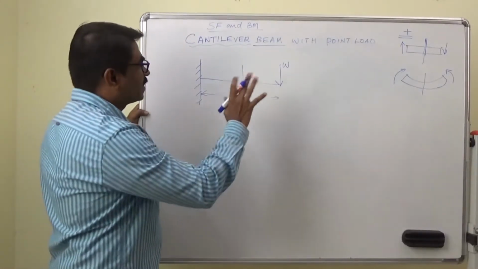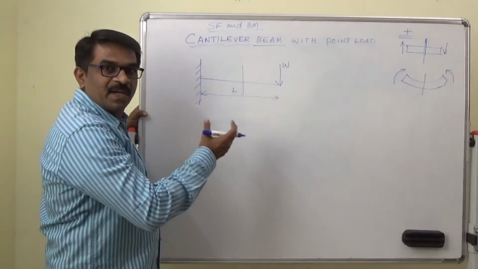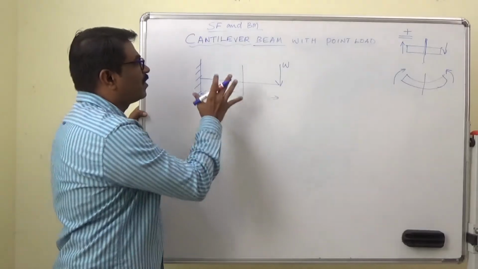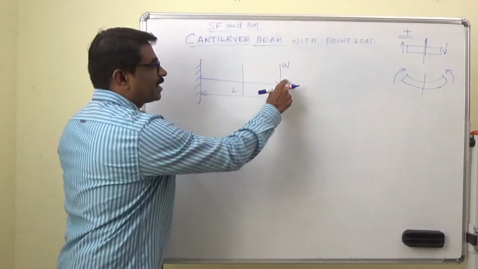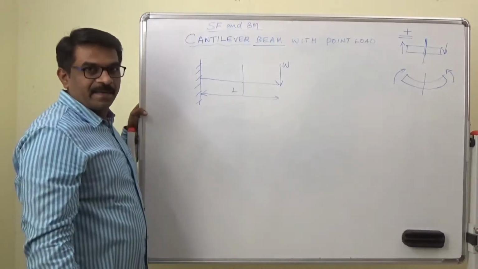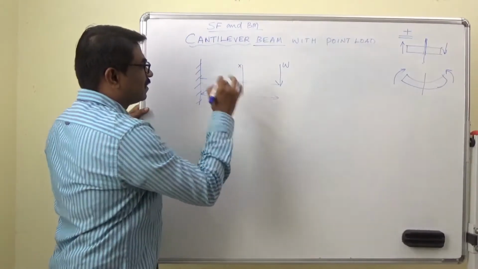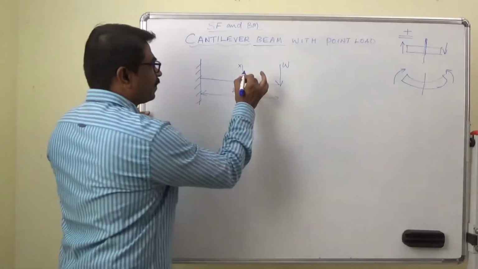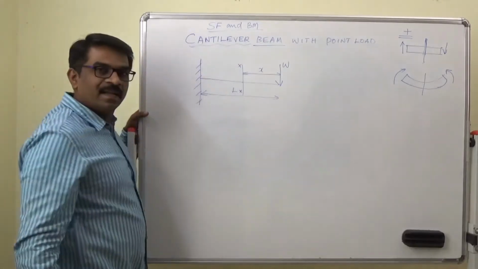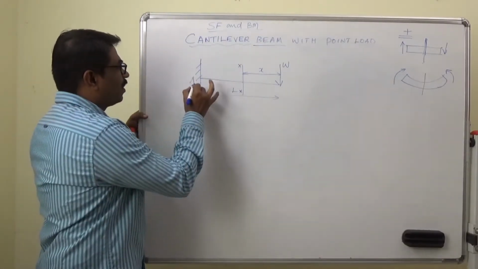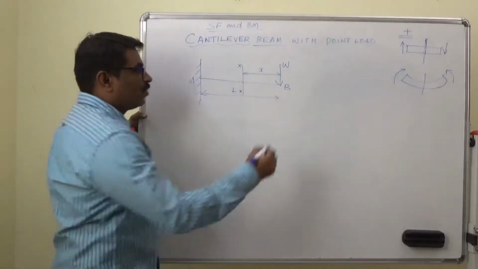Now let us try to find out the shear force and bending moment for this cantilever beam, with a point load acting at the free end. What you have to do is take a section X, at a distance X from the free end. I call the ends A and B. Now, shear force.